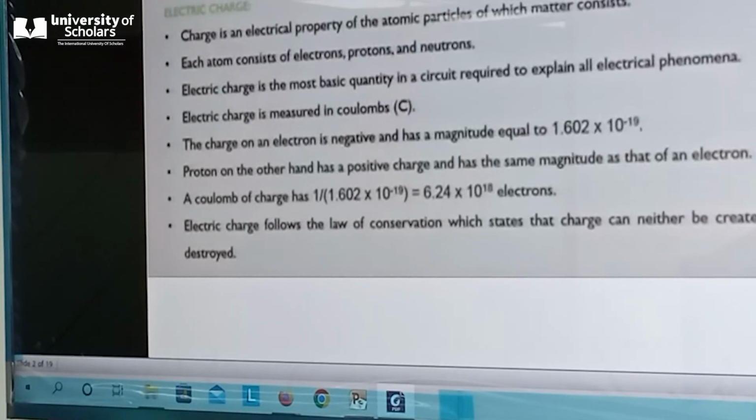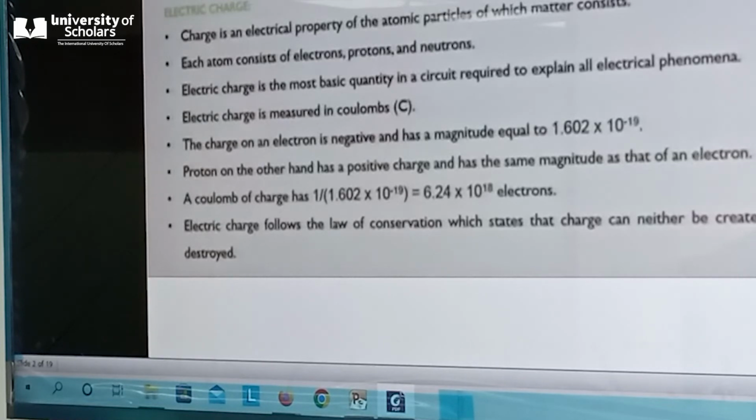So now, if you are asked to find out how many electrons would be there in 1 coulomb of charge, how will you find it? One electron has 1.6 into 10 to the power minus 19 coulomb charge, negatively charged, right? Yes, sir. So 1 coulomb of charge will have how many electrons? Unitary method, can't you do it?